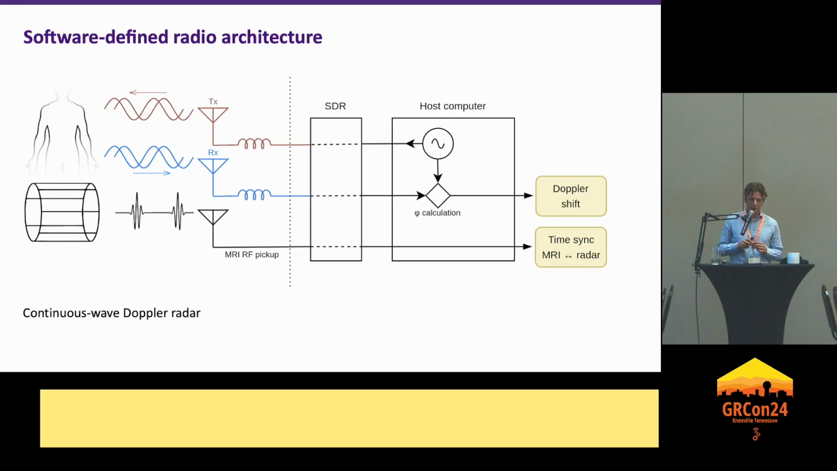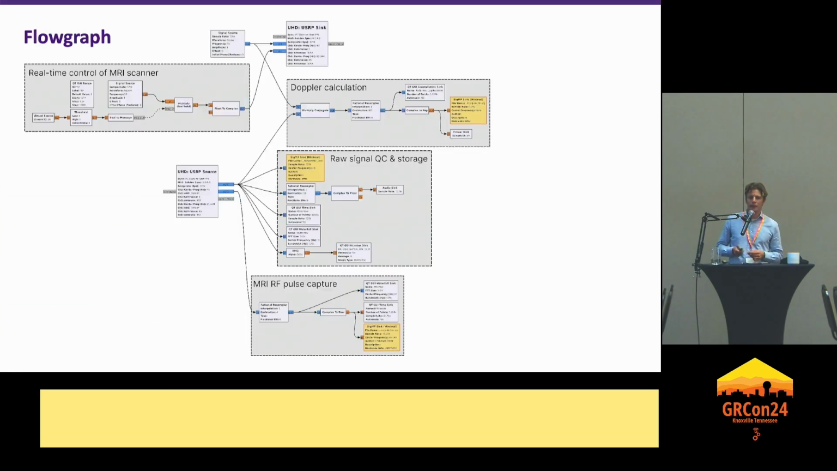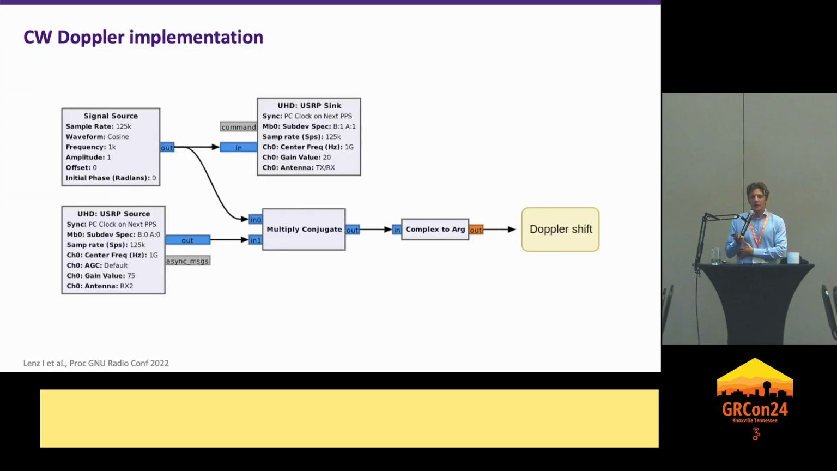That means that we have to synchronize MRI and radar in time. And for this purpose, we capture the RF pulses of the MRI scanner on the second channel of the SDR. Here's a flow graph. Now, I know this is small print, but we're going to zoom in on some of these details. At the heart of the matter is the Doppler calculation.